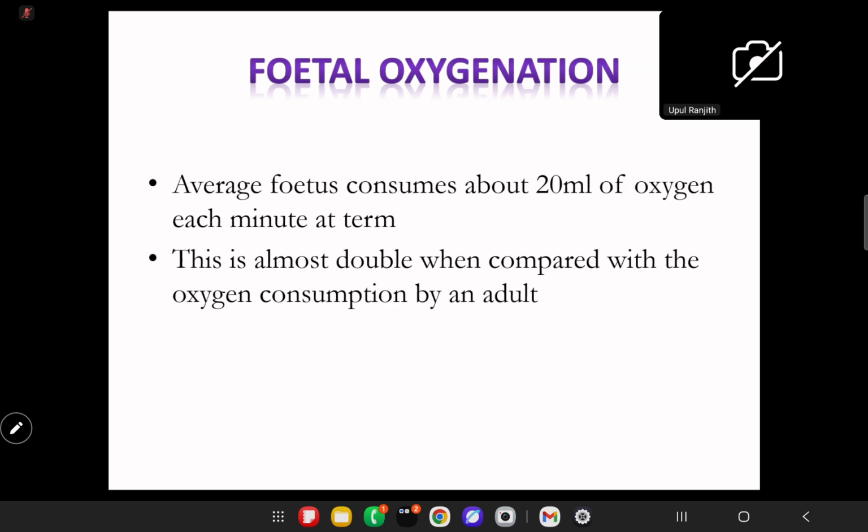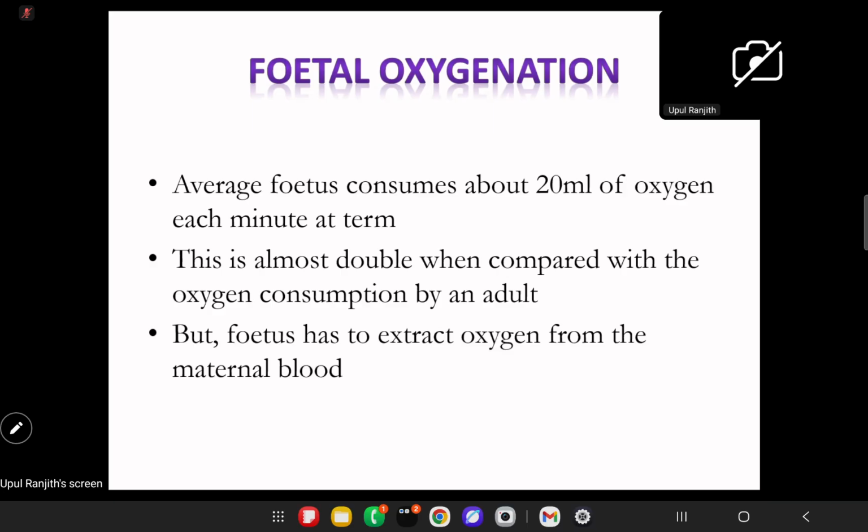But this fetus at term is on average about 3 kilos, but consumes 20 ml. So that is almost double if you calculate on a weight basis. But the fetus has to extract oxygen from the maternal blood. Despite this increased consumption, double the consumption of the adult, the fetus has to extract that from the oxygen available in the maternal blood.